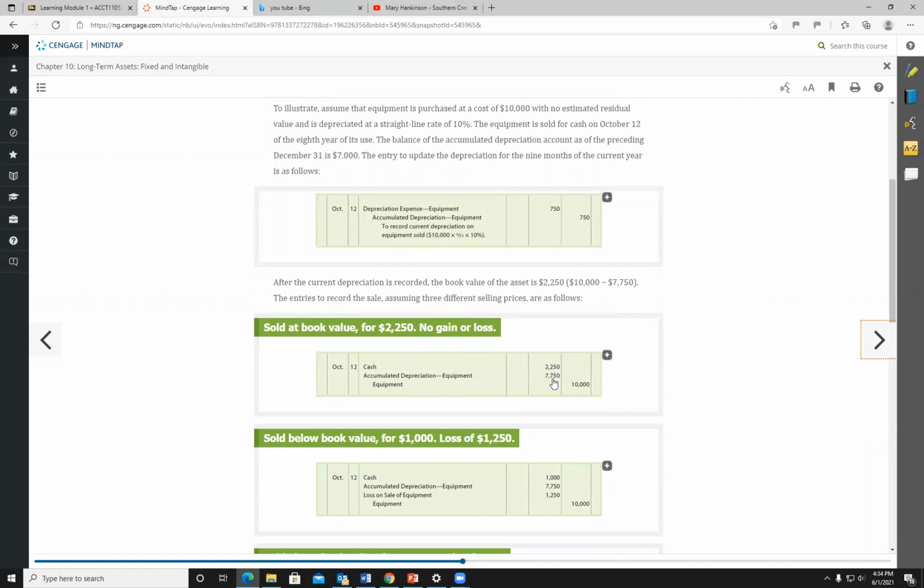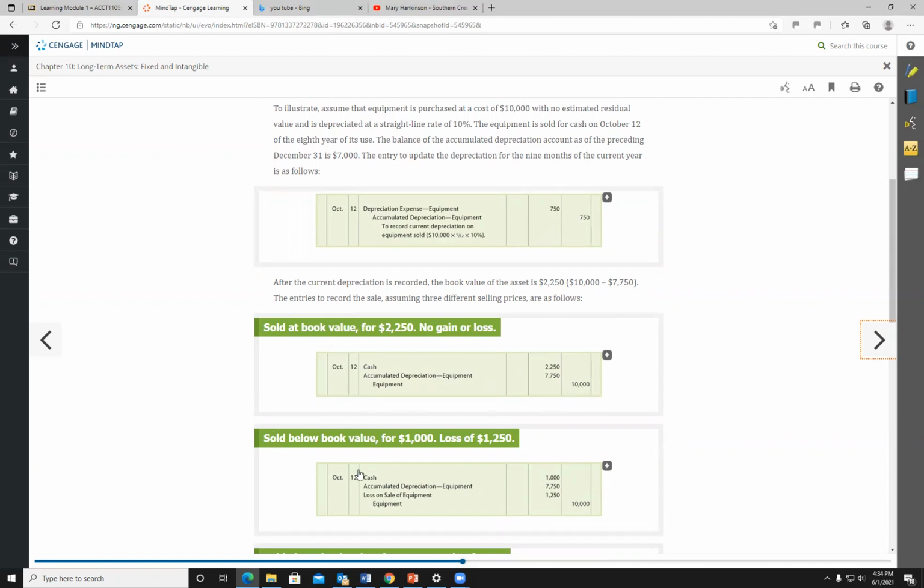You would then go ahead and zero out your accumulative depreciation account and zero out your equipment account, and they all balance back to the 10,000. You have the book value plus the accumulative depreciation, which equals that. Now, let's say you sold below book value.